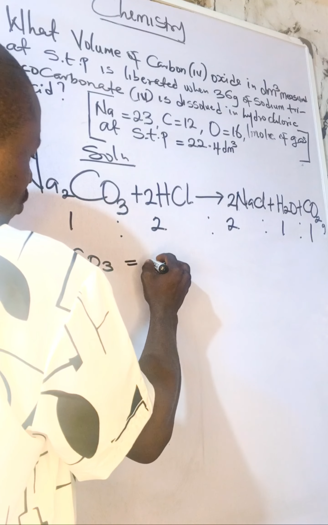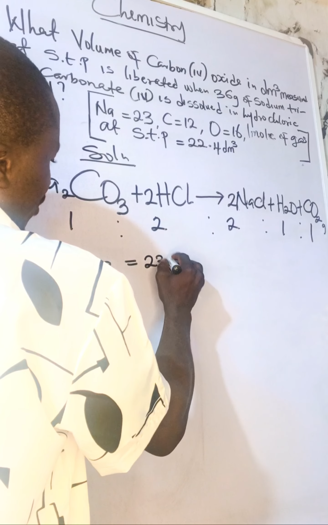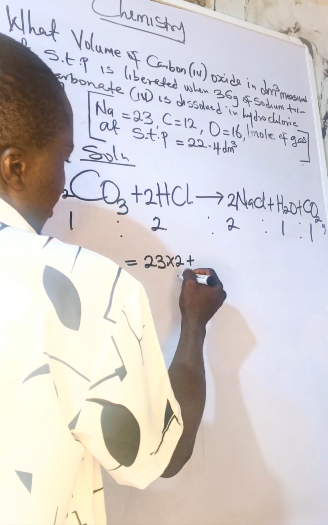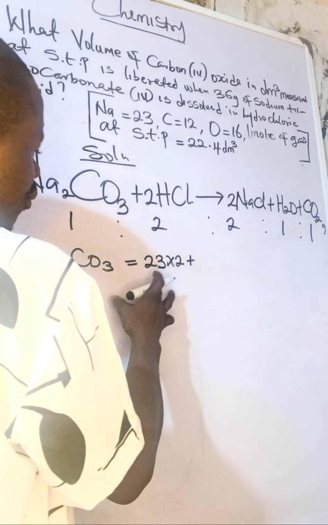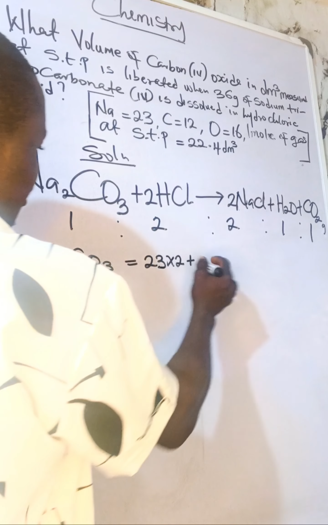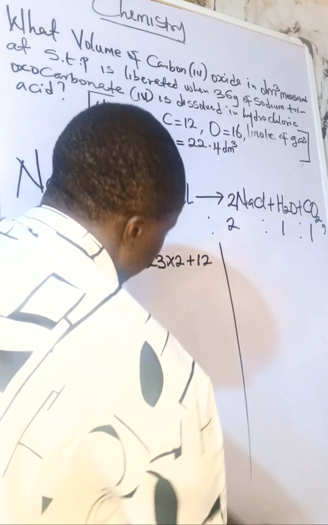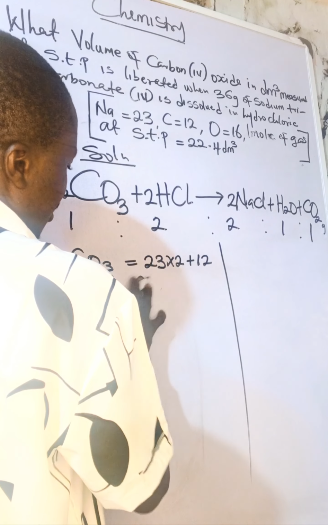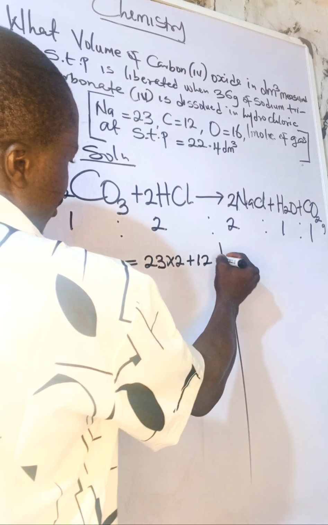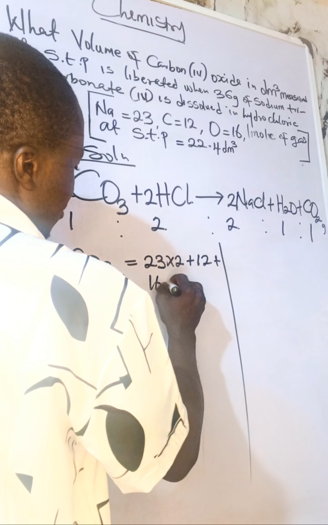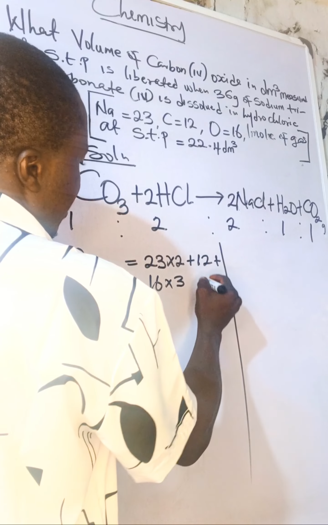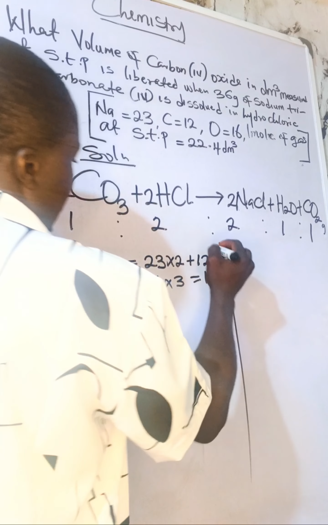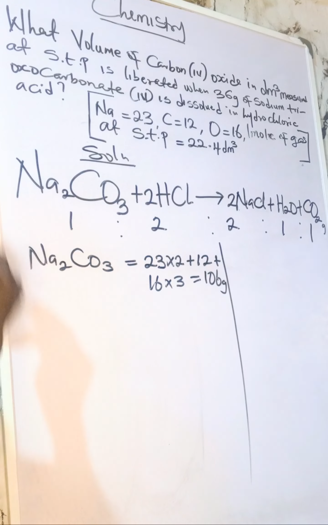Our sodium here is 23 multiplied by 2, then plus C, which is ordinary 12, then our oxygen is 16 multiplied by 3. Everything calculated together will give us 106 gram. This is the mass of this compound.